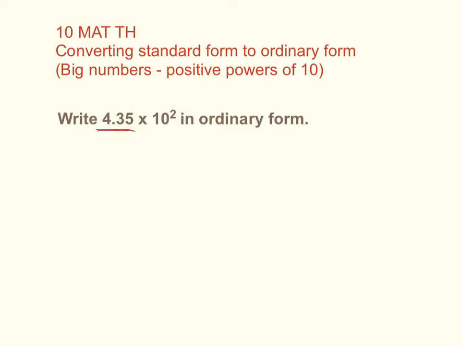Remember from last week that when we write numbers in standard form, they have two parts. The first part always has this pattern with one digit, the 4, the decimal point, and then the rest of the number after the decimal point. The second part is where we multiply by 10 to the power of something. So in this case, we've got 4.35 times 10 to the power of 2.